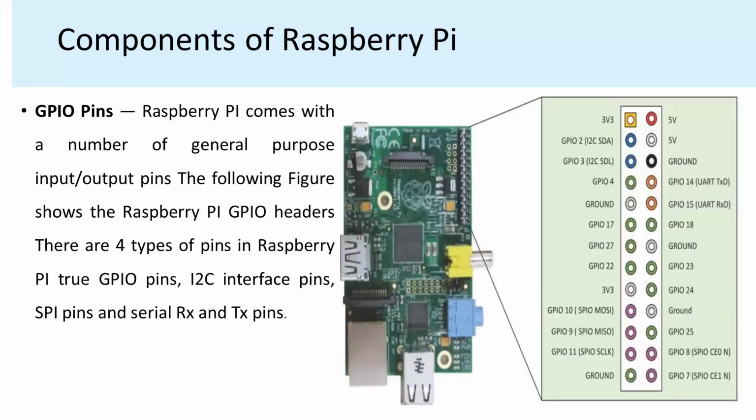Then, as I told you, these are the GPIO pins. You have a number of general purpose input output pins. You can look at the diagram here. In this GPIO header, there are 4 types of pins available. One is the true GPIO pins. Then you have I2C interface pins, where I2C means inter-integrated circuit interface pins. Then you have SPI pins, that is serial peripheral interface pins. And then you have serial receiver and transmitter pins. So these are the 4 types of pins available in the Raspberry Pi GPIO pins.